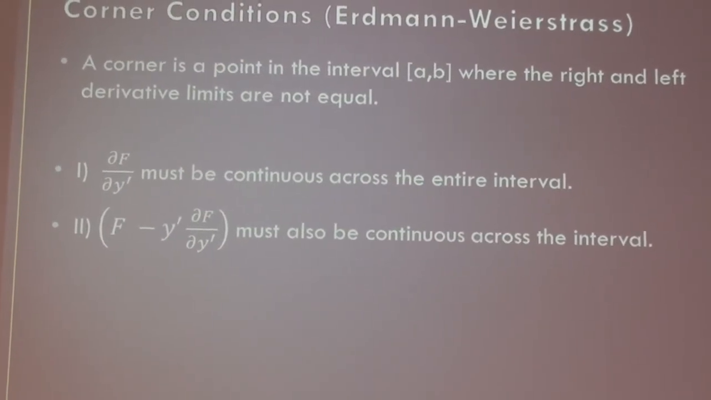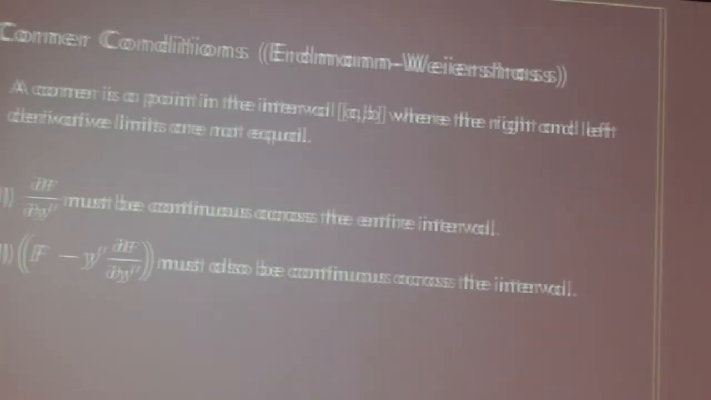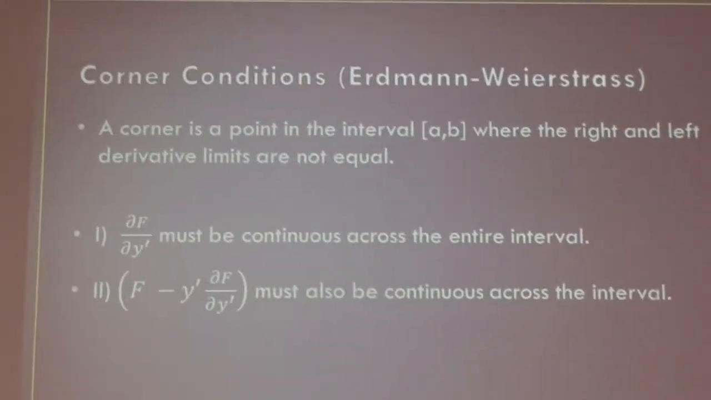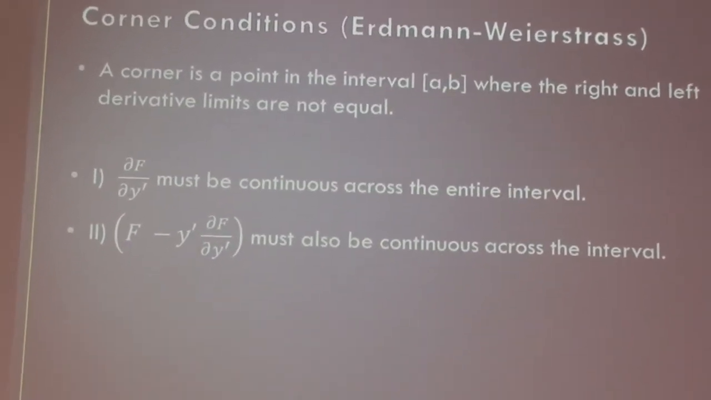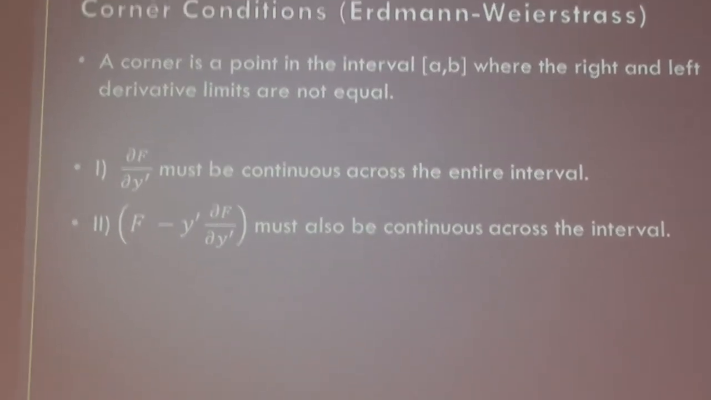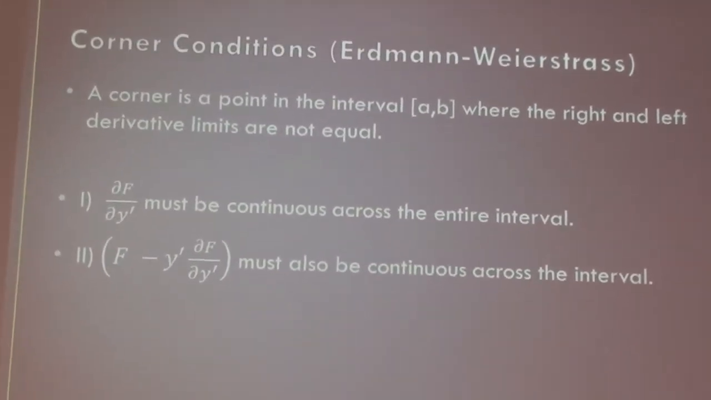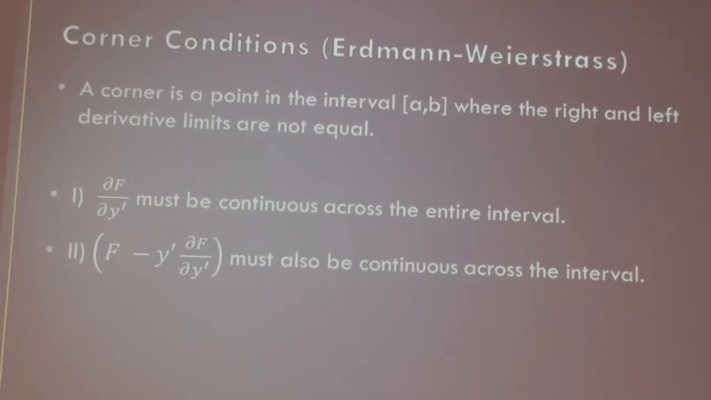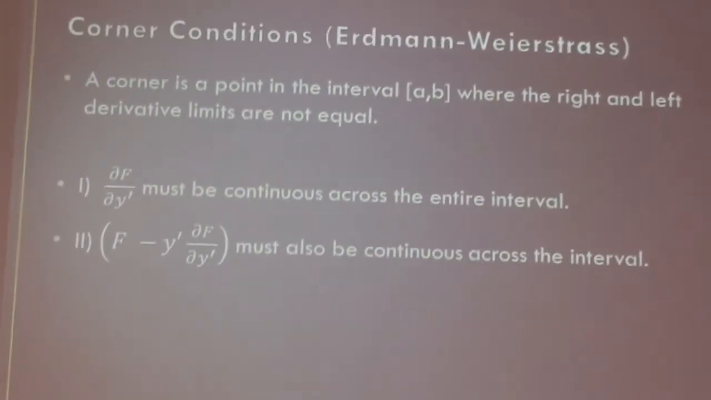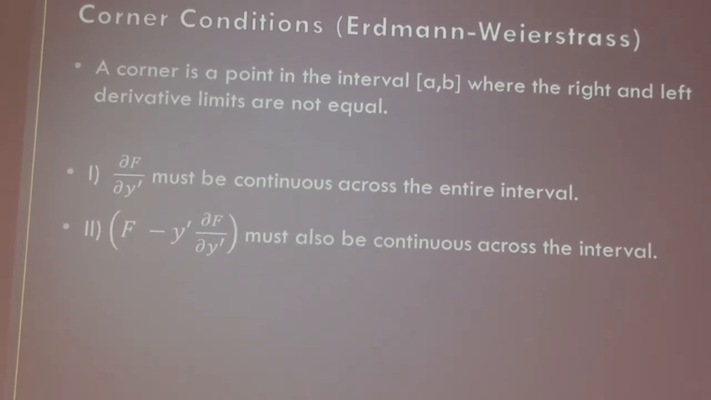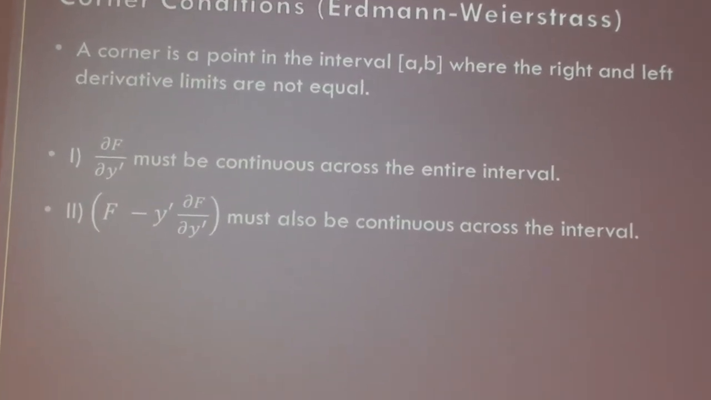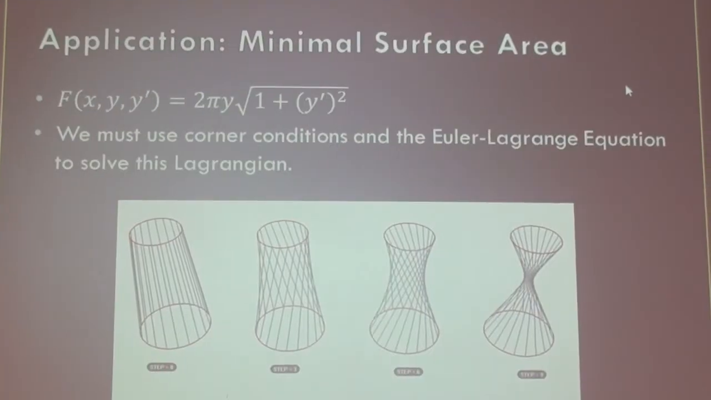Perfect. So in order to check for corners, we set P equals the y dash limit from the left, and Q equals the limit from the right, and then we see if the equation implies that they are equal. So now we'll put these equations that we found and the conditions to the test with the minimizing surface area problem.